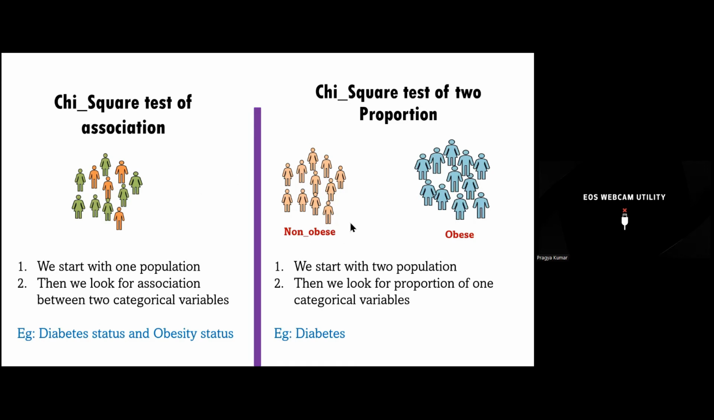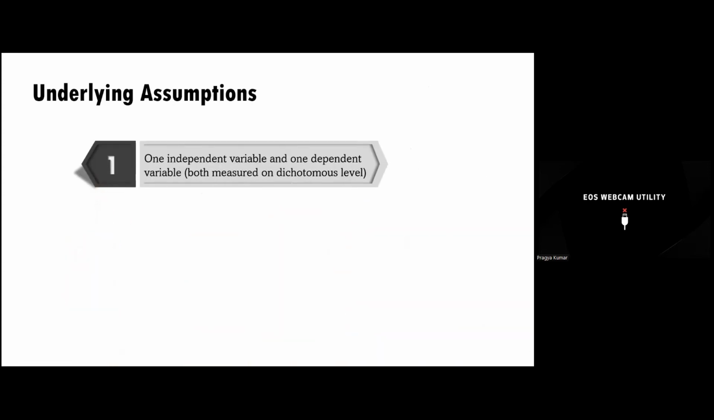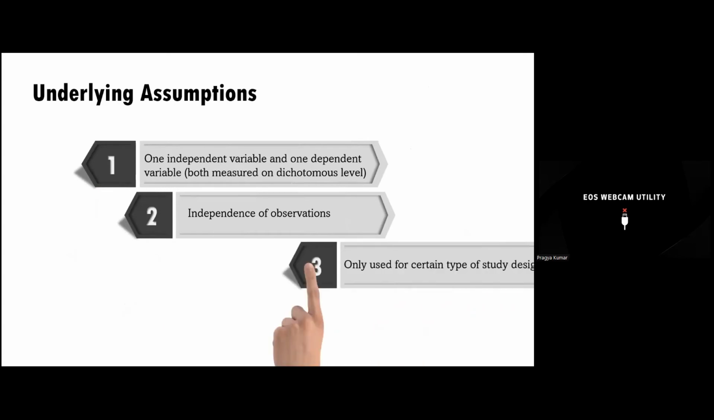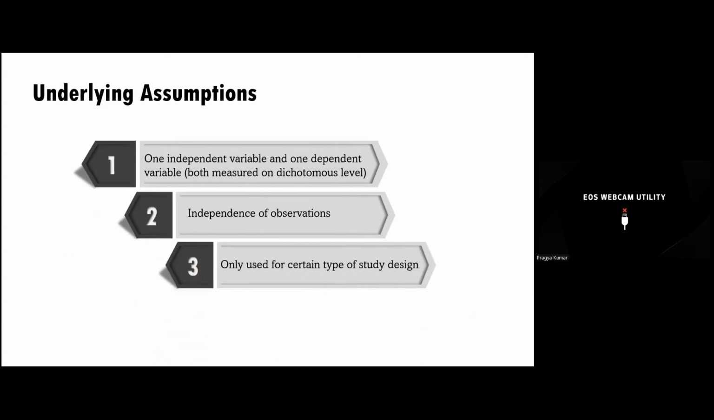But if you take two different populations, you take one sample from non-obese and another sample from obese, and then you look at the proportion of diabetes present in non-obese and obese, then it will be the chi-square test of two proportion. So the underlying assumption in this case will be one independent variable and one dependent variable, both should be measured at the dichotomous level. There should be independence of observation, which we have discussed, and it is used only for certain types of study design.